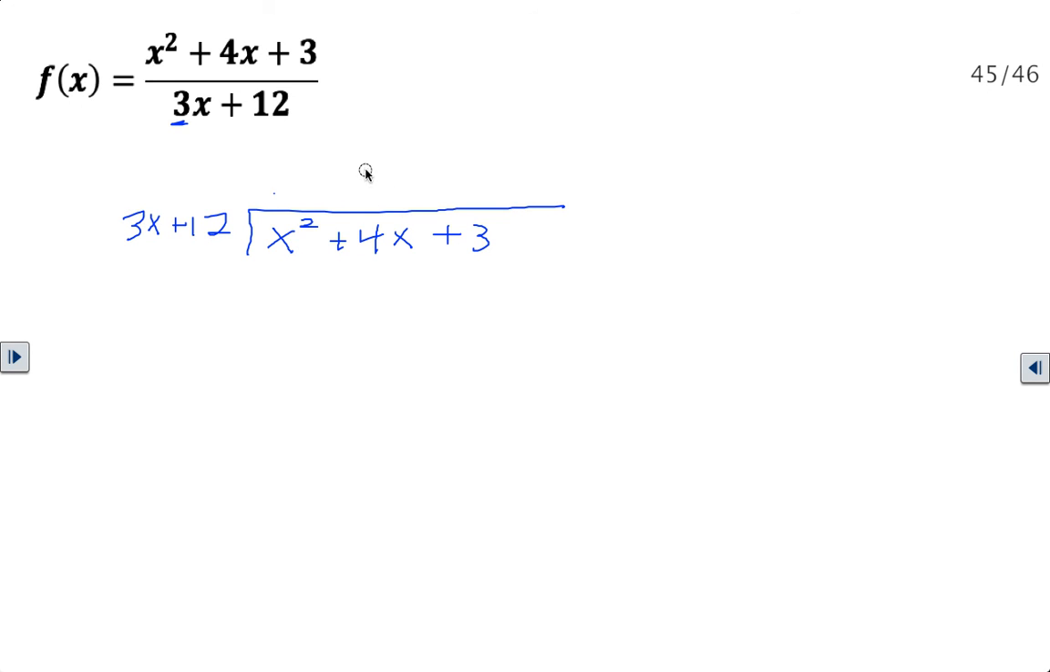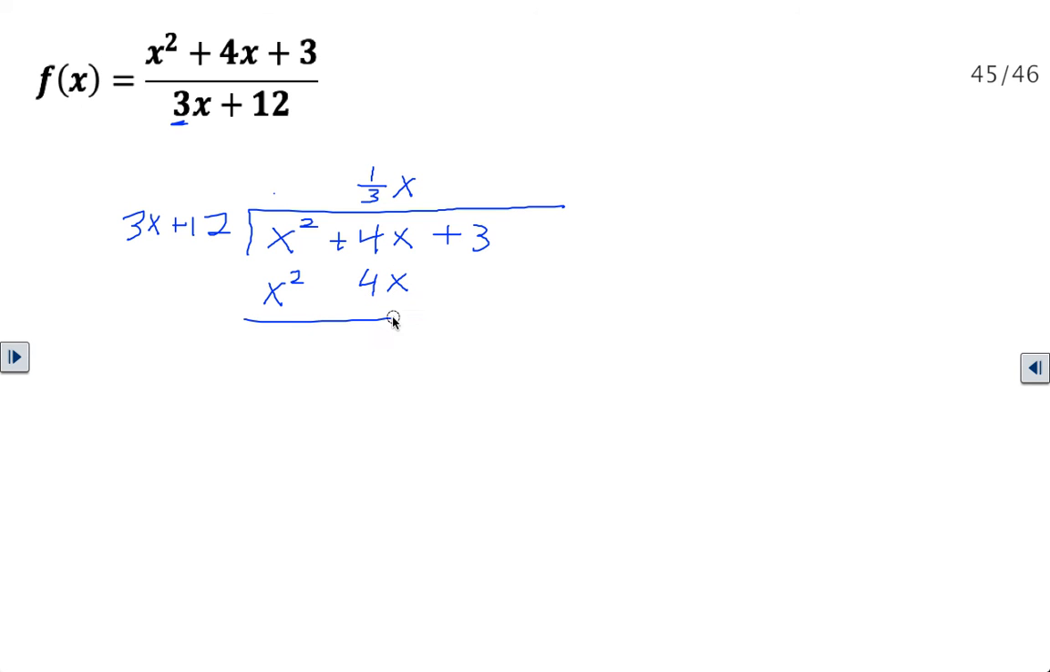Well, first, to get rid of that 3, we're going to divide by 3. And then to get x squared, we have to multiply by x. So now we tell ourselves, okay, what is 1/3 x times 3x? That's just going to leave us with x squared. And then what is 1/3 x times 12? That's going to end up being 4x.